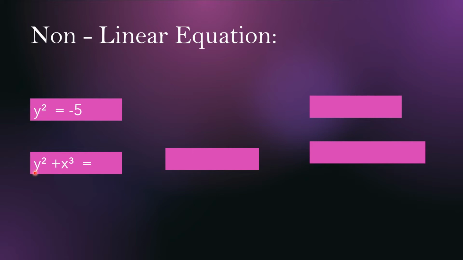Another example here, y squared plus x cubed. Again, look at the exponent of the variables. Here, the y is 2 and the x is 3. It should be 1. So x squared plus y squared is equal to 3. Again, that's not linear.